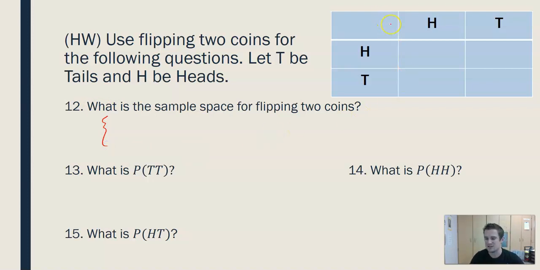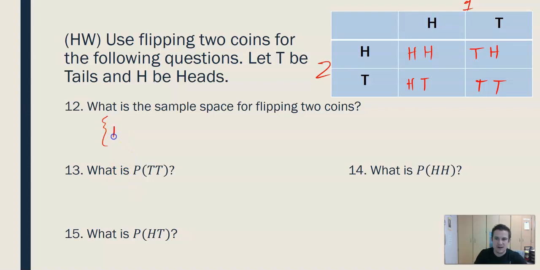To help me with this, and you'll see some other problems like this on your homework, I'm going to draw this little table. Here's coin number 1, here's coin number 2. I could flip a head with coin 1 and a head with coin 2. I could flip a tails with coin 1 and a head with coin 2. I could flip a head with coin 1 and a tails with coin 2. And I could flip a tails with coin 1 and a tails with coin 2. Those are all the possible outcomes for flipping 2 coins.